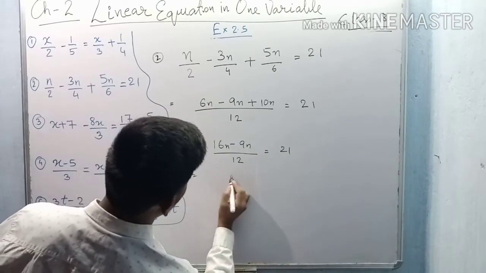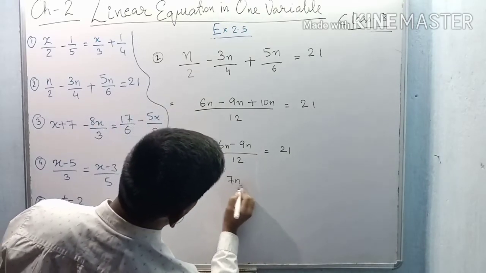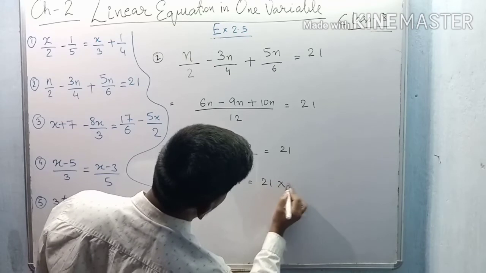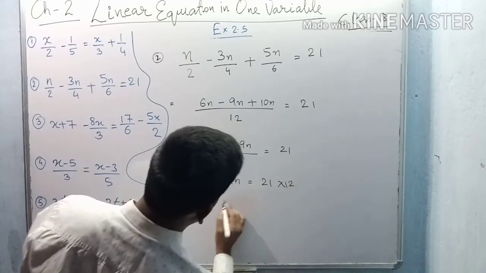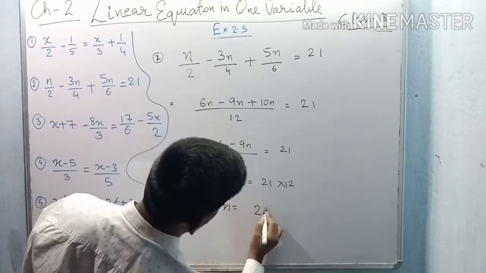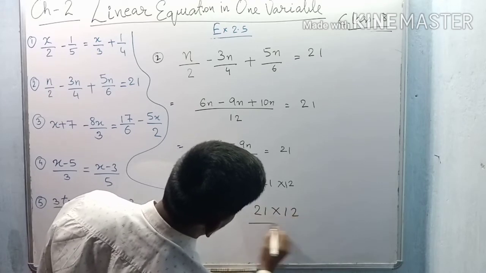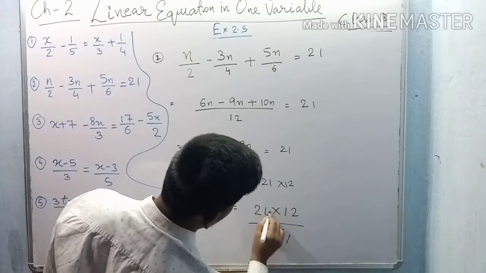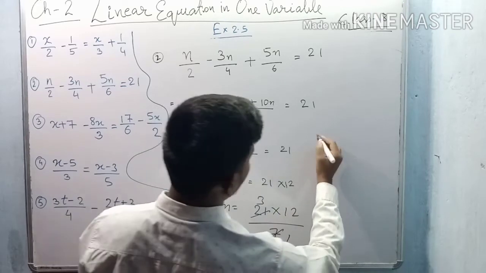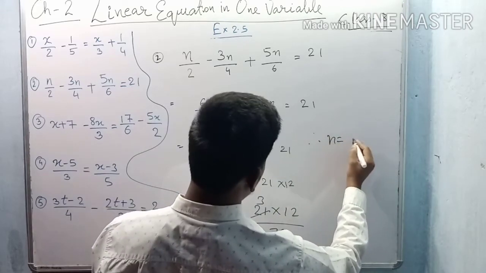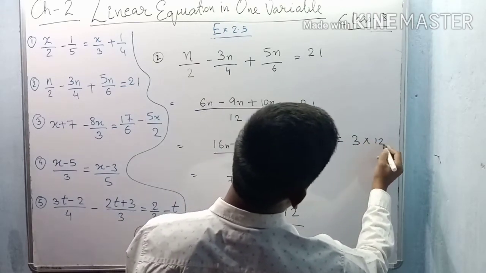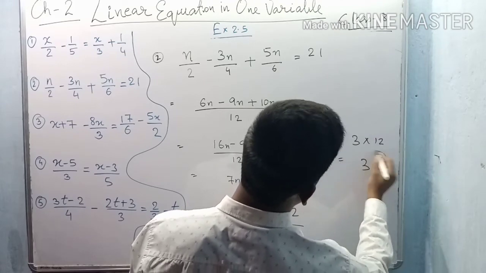So 16 minus 9 will be equal to 7n equals 21 into 12. So n equals 21 into 12 by 7. 7 ones are 7, 7 threes are 21. Therefore n equals 3 into 12, that is equal to 36.